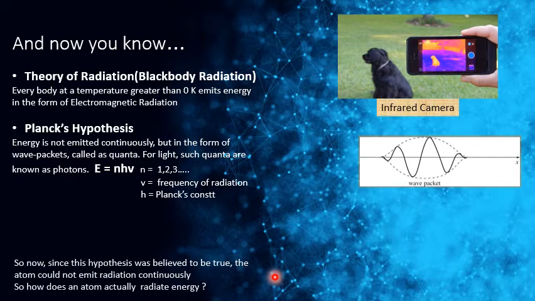Now, since this hypothesis was believed to be true, the atom could not emit radiation continuously. So it emits in the form of wave packets. So how can we see that? How does an atom actually radiate energy? For this, we move on to the next slide.